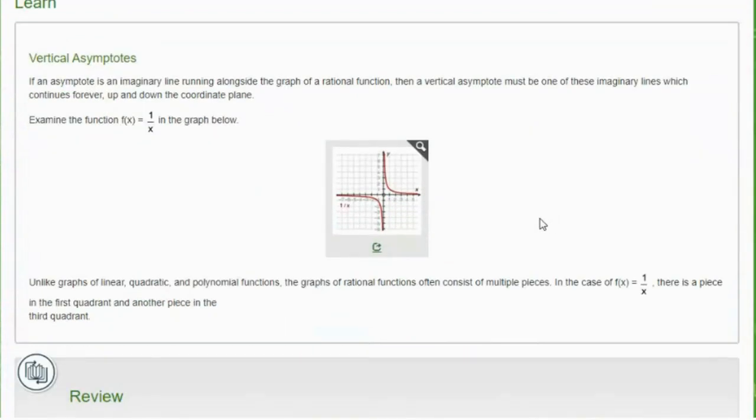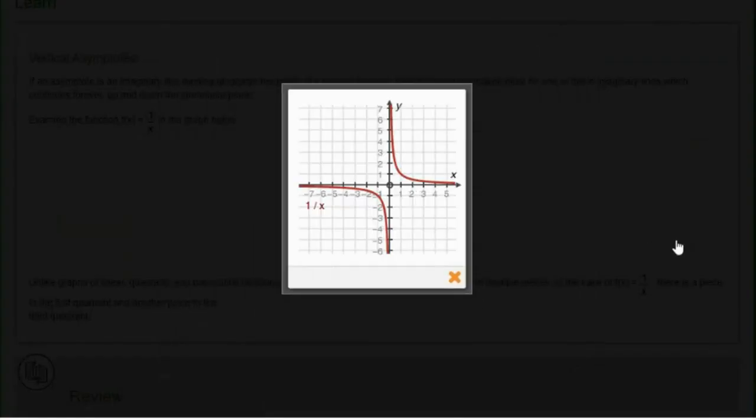All right, vertical asymptotes. If an asymptote is an imaginary line running alongside the graph of a rational function, then a vertical asymptote must be one of those imaginary lines which continues up and down forever. So let's take a look at this graph of 1 over x. This is the function 1 over x. We see there are 2 different pieces to the graph of 1 over x. A lot of rational functions have more than one piece.